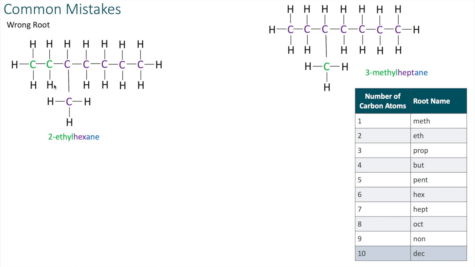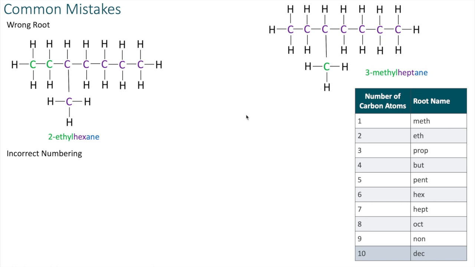And our side group would be attached to carbon 2. There are 2 carbons in this side group, so it would have a prefix of ethyl, and it's on carbon 2, so we would think this was 2-ethylhexane. And this is not correct because we want the parent chain to have the longest number of carbons possible.